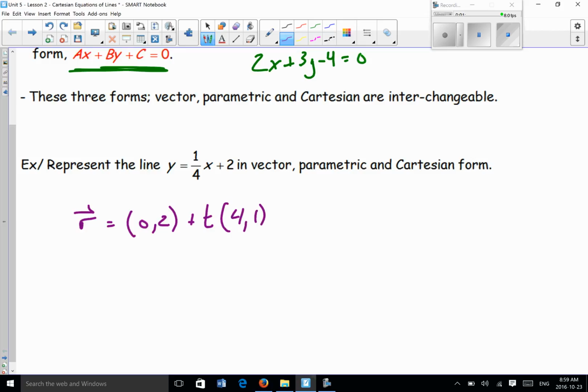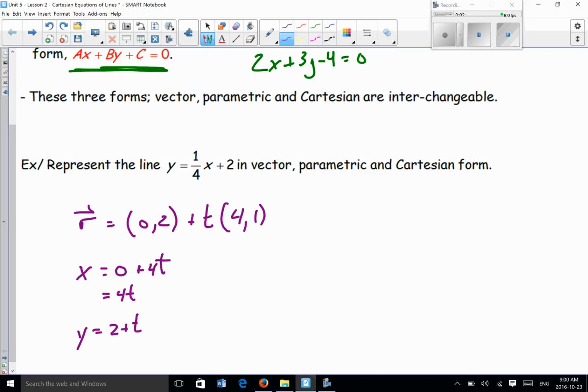Here's your vector format. Our parametric form, we said yesterday, is what's the x part made up of, what's the y part made up of. So x is 0 plus 4t, or if you want to, just 4t. And y would be 2 plus t. Okay, our new idea today, Cartesian form.